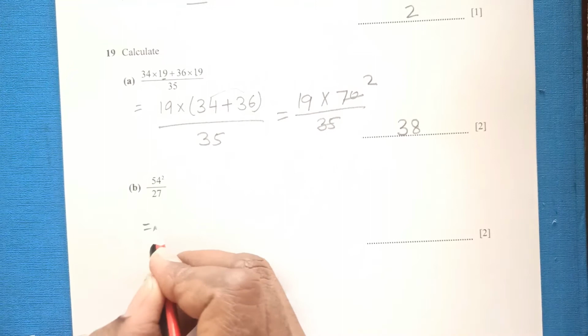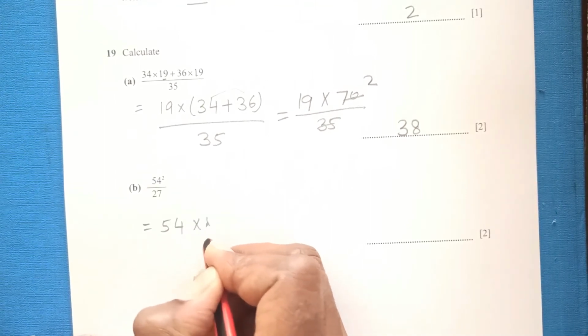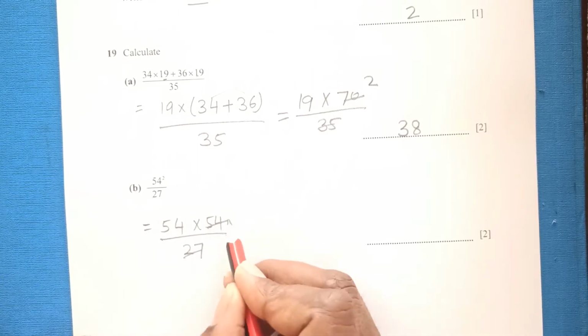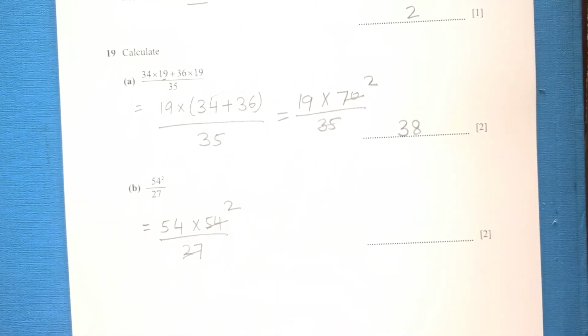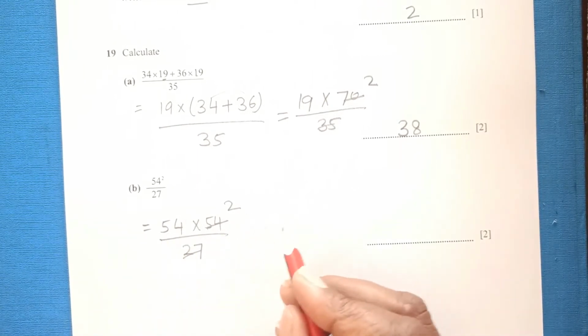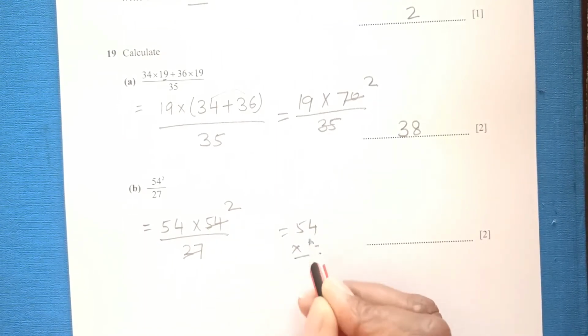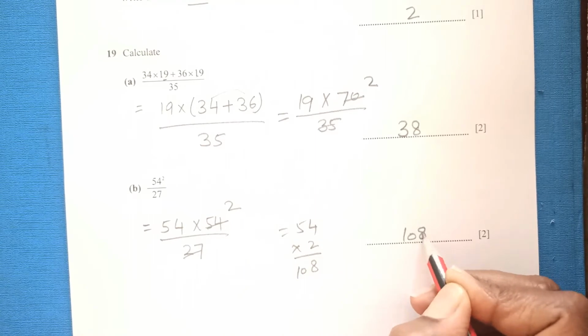Part B. 54 times 54 over 27. So 27 times 2 is 54. Then 54 times 2. 4 times 2 is 8, 10, 108.